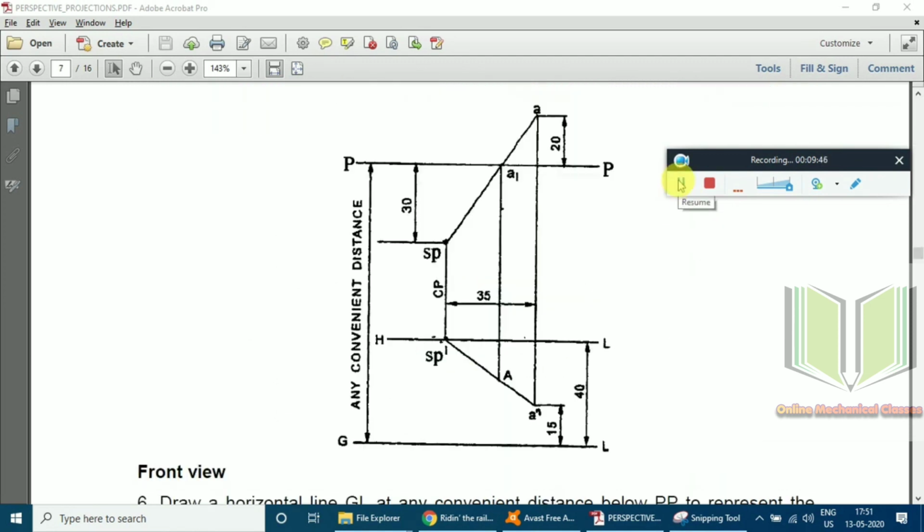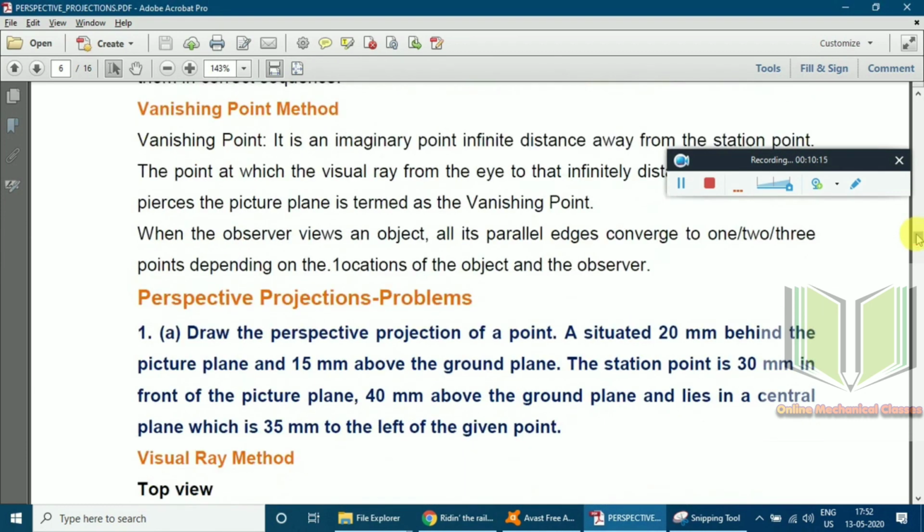So now your diagram has the picture plane PP, the ground line GL, the point A at about 20 mm, and the point A dash, which is 15 mm above. You will have an imaginary line HL and the station point, and it lies in a central plane which is 35 mm to the left of the given point. You can see here, this is the central plane CP.